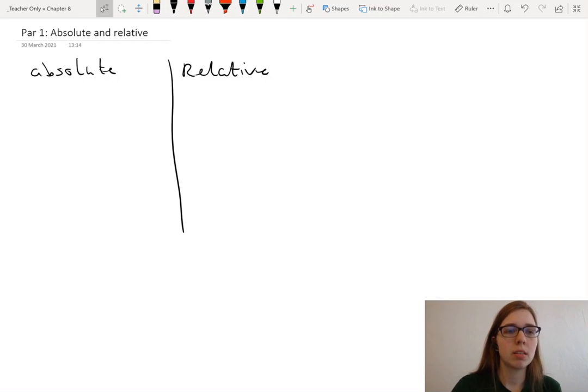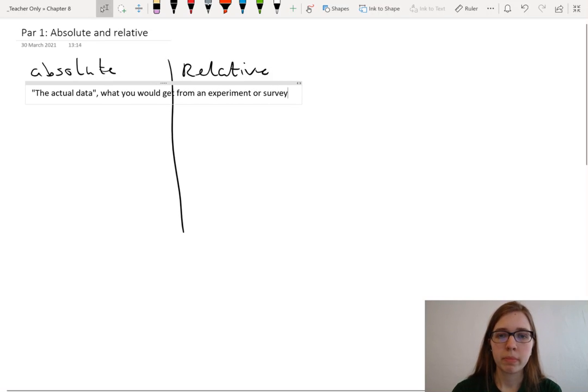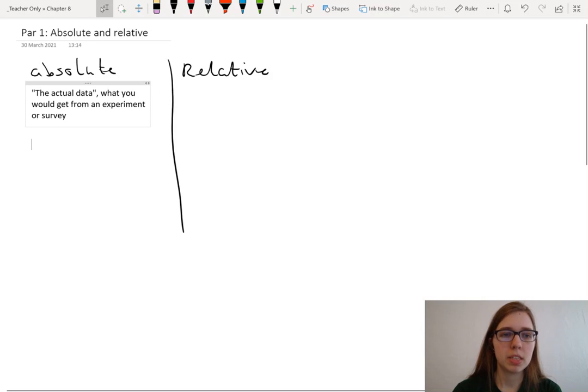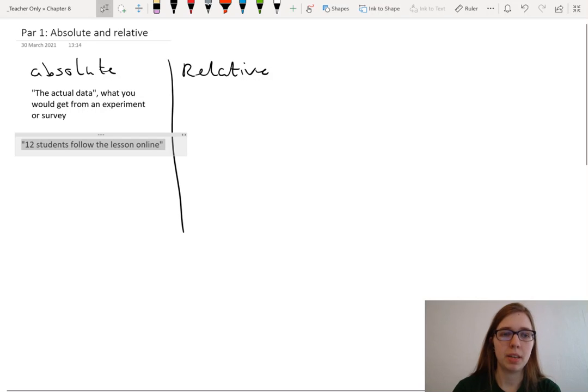Absolute is just the actual data. So the actual numbers, what you would get from an experiment or a survey. So what this might be is something like 12 students follow the lesson online. It's an absolute, it's actually a number.